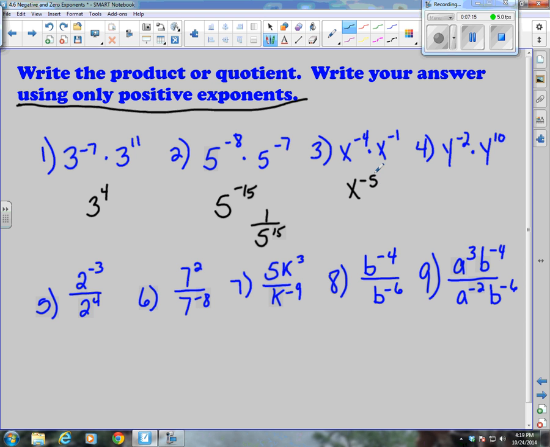Remember, I'm not multiplying. I'm adding the exponents. Okay? Move it to the bottom. Becomes 1 over x to the 5th. Here, y negative 2 and y to the 10th multiplied together. You add the exponents, it becomes y to the 8th. Exponent's fine. It's not negative.